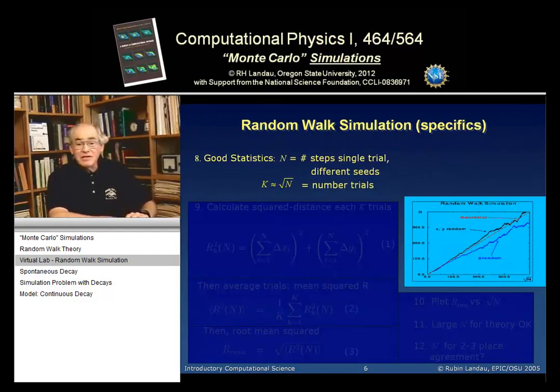Okay. So now let's look at some of the details we have to go through on the next slide. Take a look at this, and we'll go through some of the specifics.